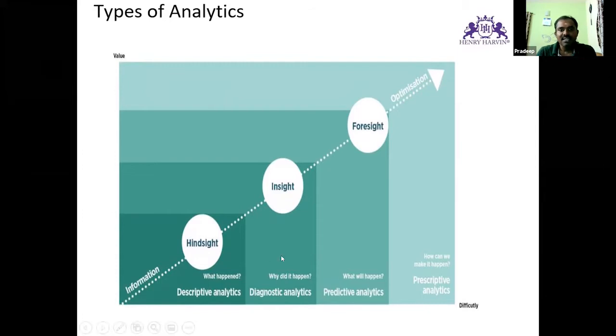Now, diagnostic analytics: why did it happen? For example, why does this product have maximum sales? There's one customer expectation, say, I love the packaging of this product, so I give maximum weightage to that. Maybe you can put some kind of correlation and say that because of this packaging, I'm attracted to this product. So that is diagnostic analytics.